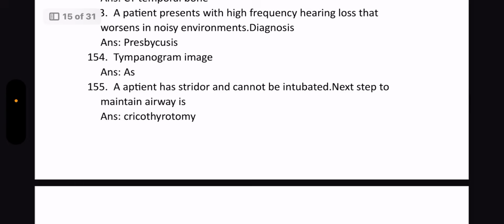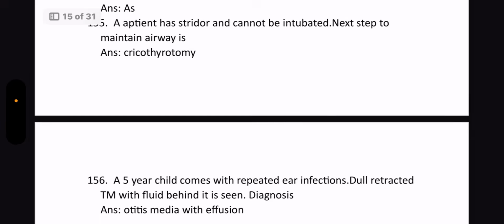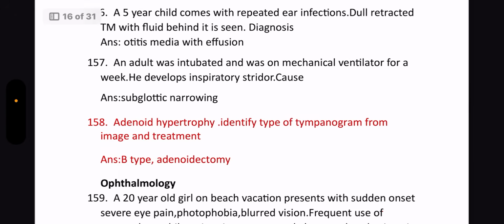Next, patient presents with high frequency hearing loss that worsens in noisy environment. Diagnosis is presbycusis. Tympanogram image, As. Next, a patient has stridor and cannot be intubated. Next step to maintain airways, cricothyroidotomy.